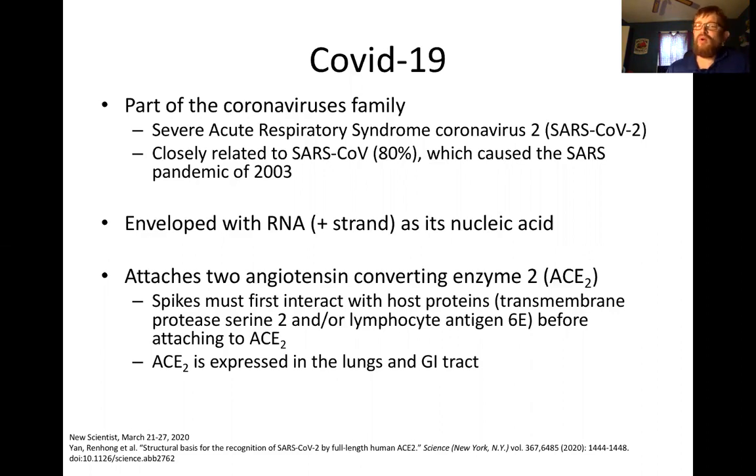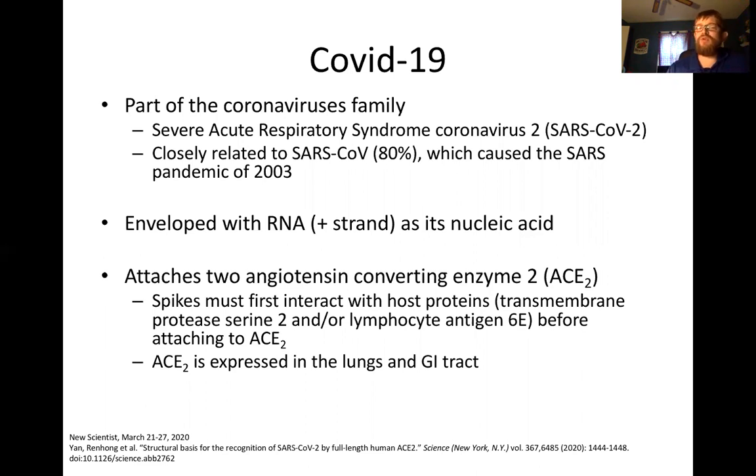And so what's really interesting though, for the virus is that the spikes actually have to interact with other proteins in the host. And I'm not going to claim to know what all these two do, but transmembrane protease serine 2 and/or lymphocyte antigen 6E. And so basically the spikes encounter these proteins, it activates the spikes and then allows the spikes to attach to these ACE2 receptors.